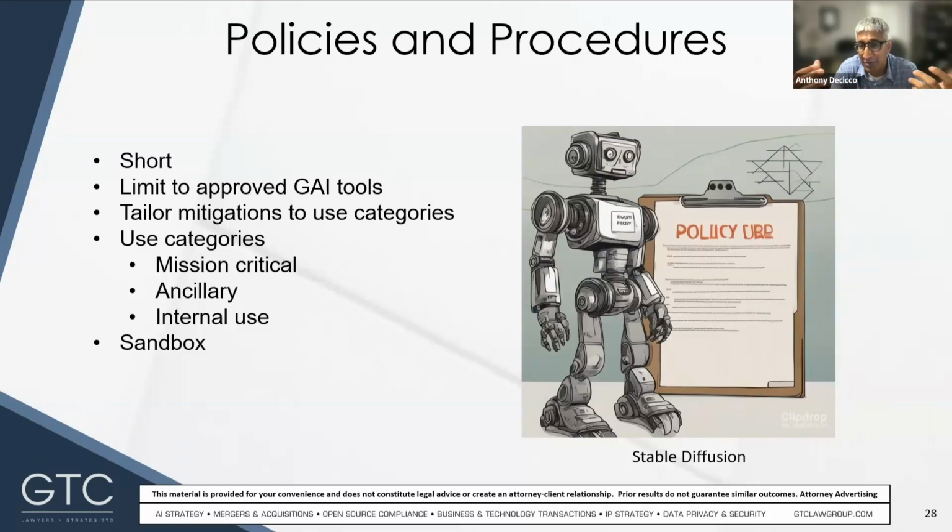So maybe your policy is to allow the GAI tooling for use with the mission critical code. Sorry, it's to not allow it for the mission critical code, although we have many clients who do allow it. But for this example, let's say you decided not to allow it for that, but then you allow it for the ancillary and internal use code. And then maybe you do SCA scanning for this ancillary code, but you don't actually do SCA scanning on the internal use code. And then you subject all of the code to security testing.